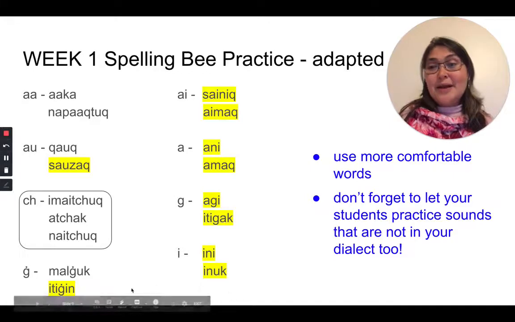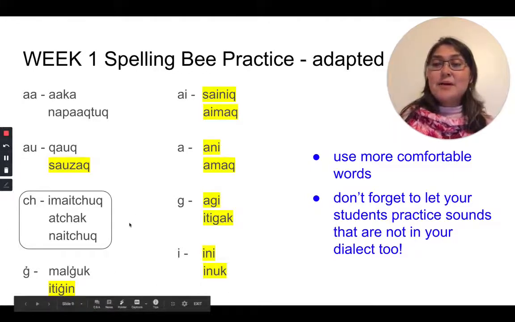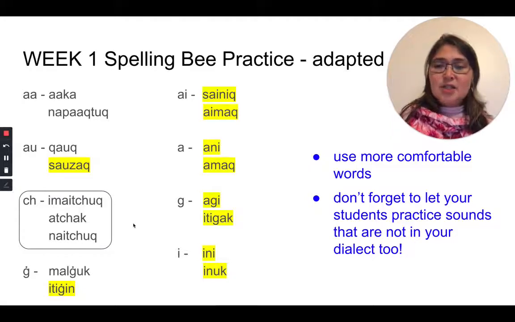I do want to point out that I have left this box of CH words in here. We don't have words that have CH in our dialect, and so I want to make sure that my students get a chance to practice them.